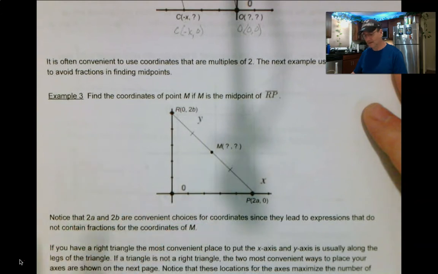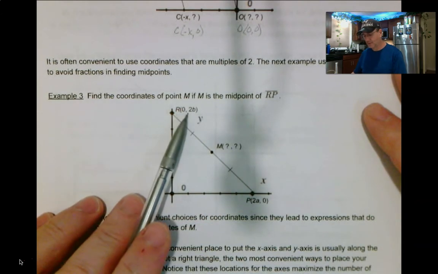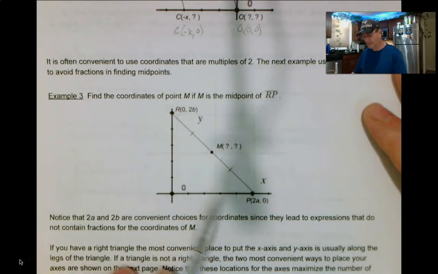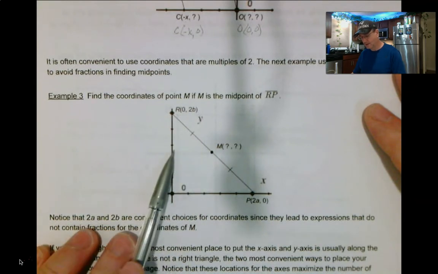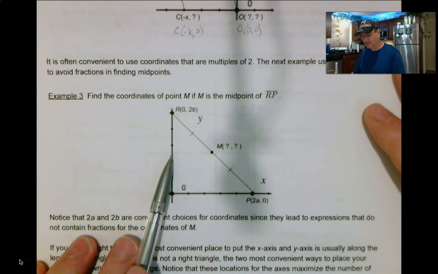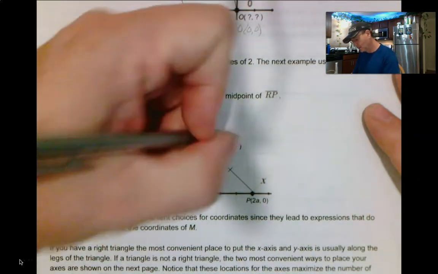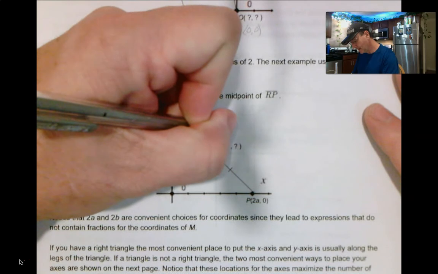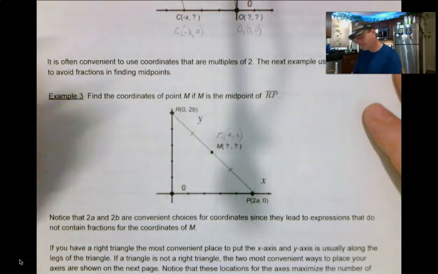So what are the coordinates of M going to be? Well, the coordinates for R are 0, 2b. So we've gone up 2b units. And the coordinates for P are 2a, 0. We've gone to the right 2a units, which means M is going to be halfway to P and halfway to R. So halfway to P is a, 0. Halfway to R is 0, b, making the coordinates for M a, b.